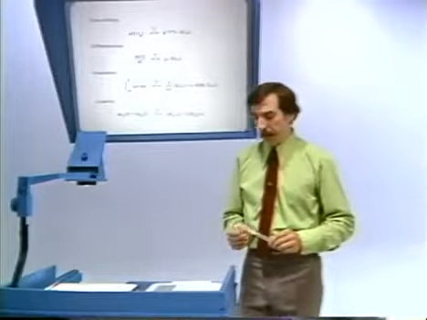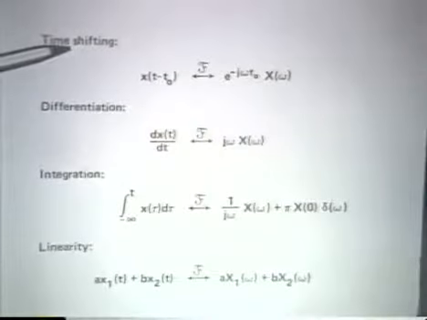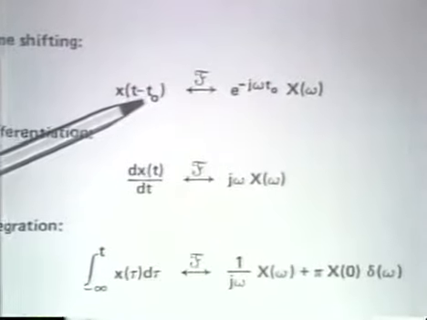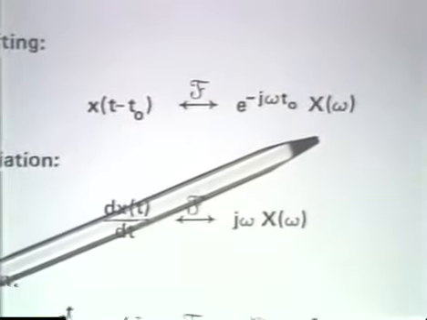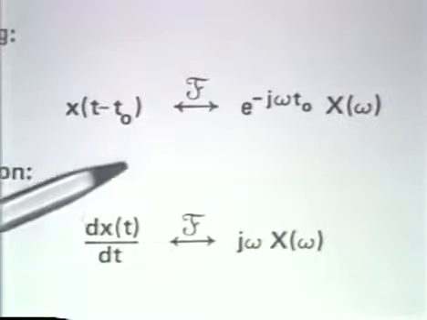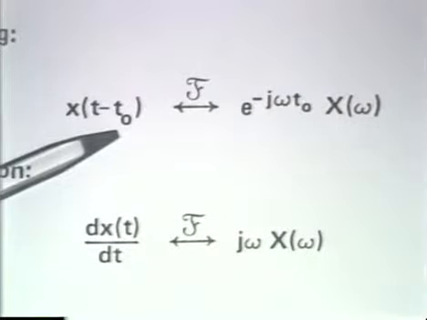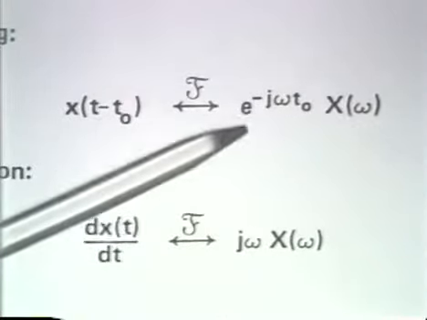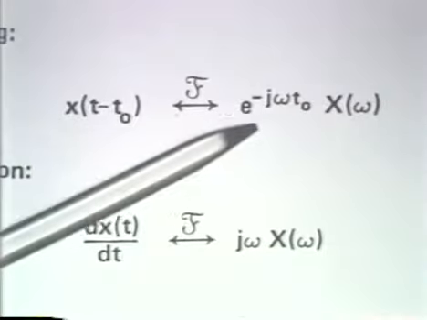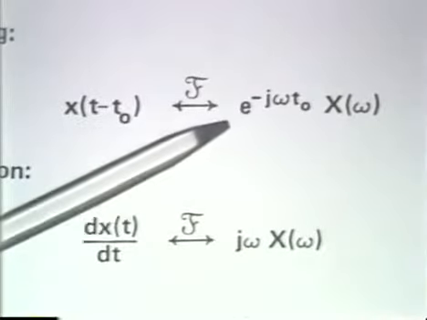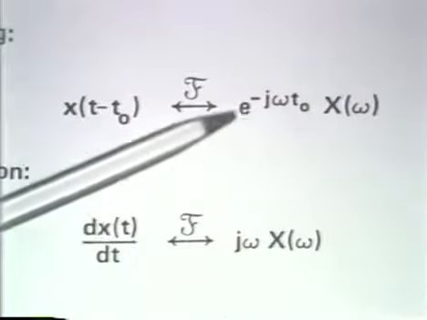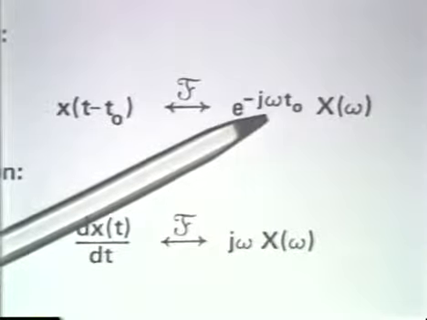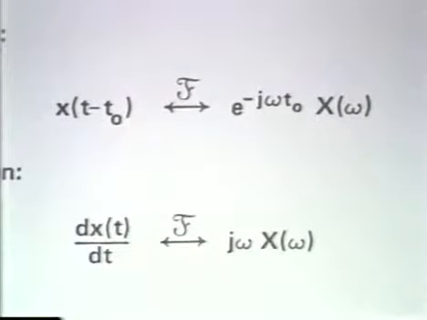Well, the first property that I have listed here is what's referred to as the time-shifting property. The time-shifting property says if I have a time function with a Fourier transform X of omega, if I shift that time function in time, then that corresponds to multiplying the Fourier transform by this factor. Now, as you examine this factor, what you can see is that this factor has magnitude unity, and it has a phase which is linear with frequency and a slope of minus t0.